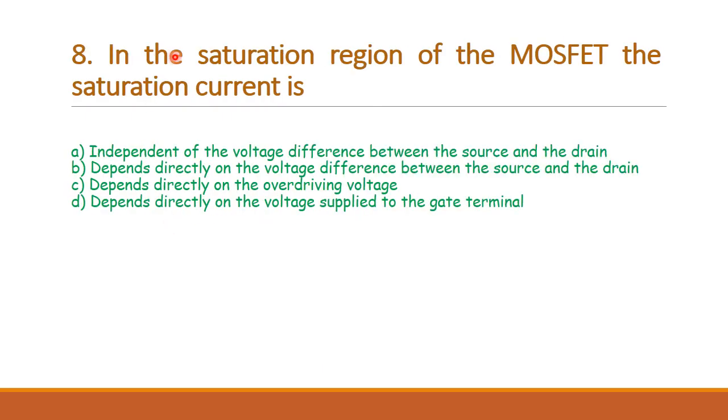Next question. In saturation region of the MOSFET, the saturation current is option A, independent of the voltage difference between the source and drain, depends directly on the voltage difference between source and drain, depends directly on the overdriving voltage, depends directly on the voltage supplied to the gate terminal. The correct answer is option A, independent of the voltage difference between source and the drain.